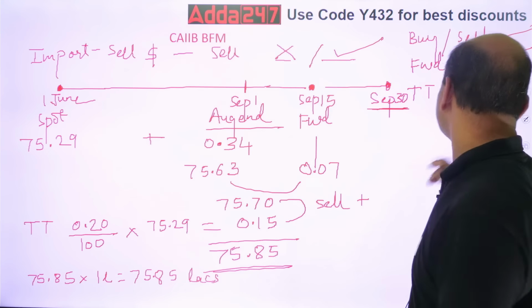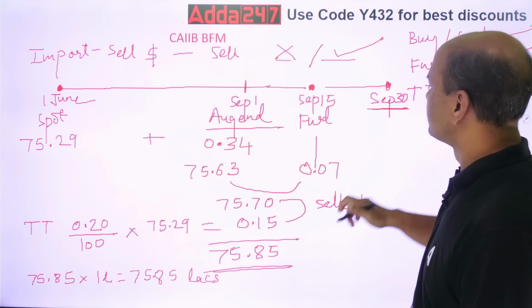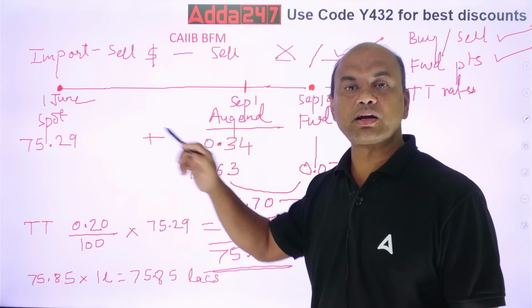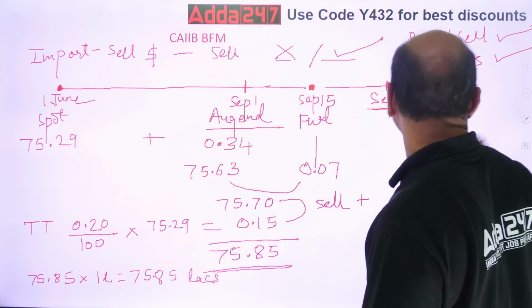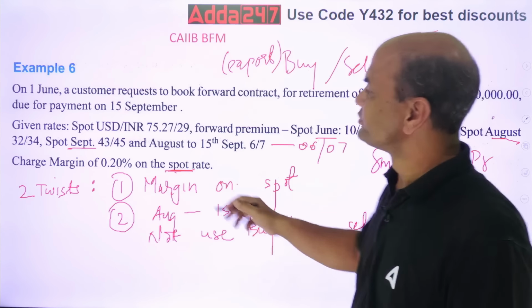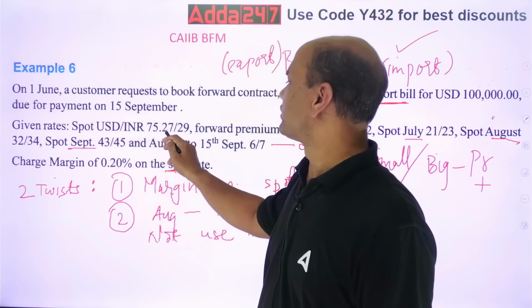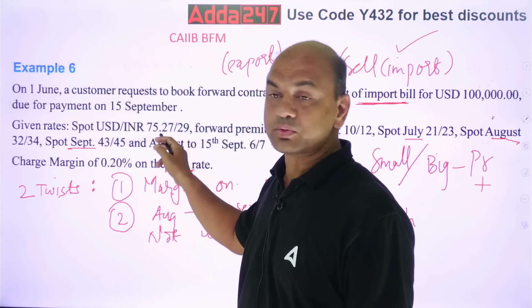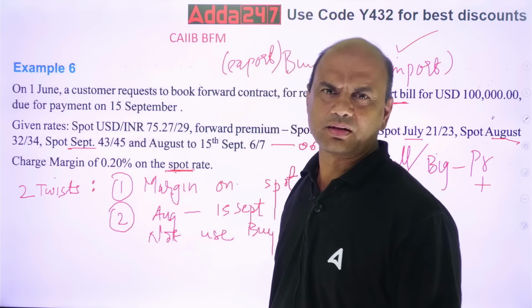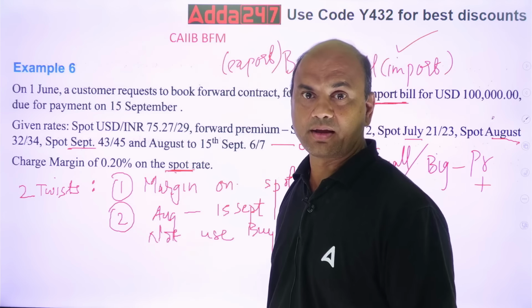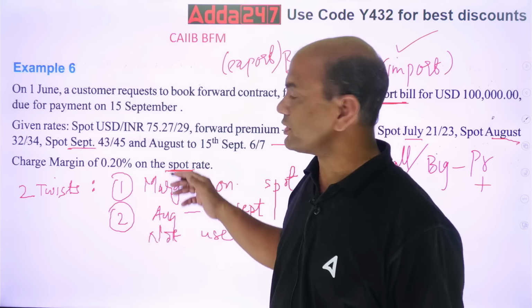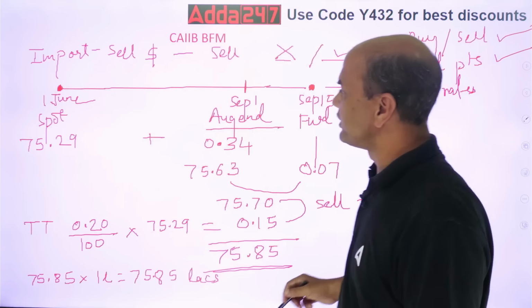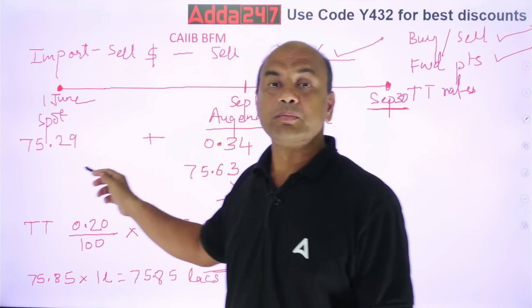So now look at it. August end rate I am having. What is the spot rate now? 75.29. How do you know the spot rate? See, it's given. USD spot is 75.2729. So take this 29. Why 27? Because 27 is for sale. For export, buy. I want sell now, import. So 75.29 plus 0.34.